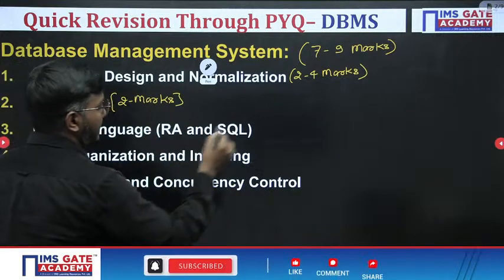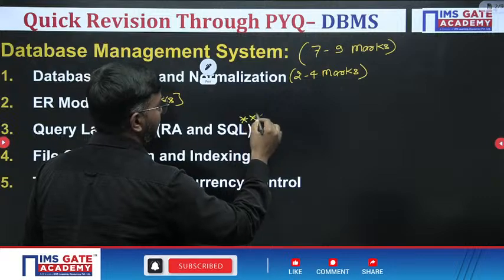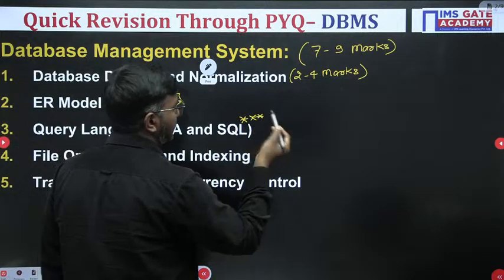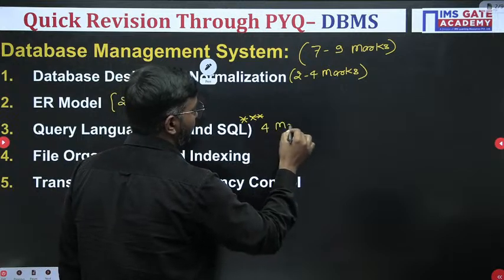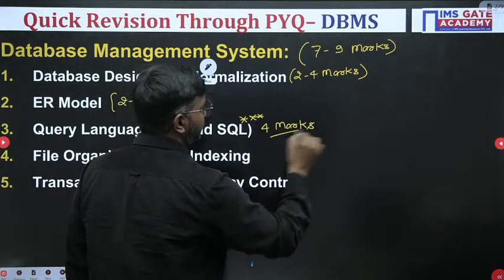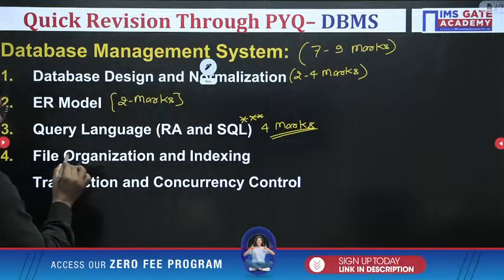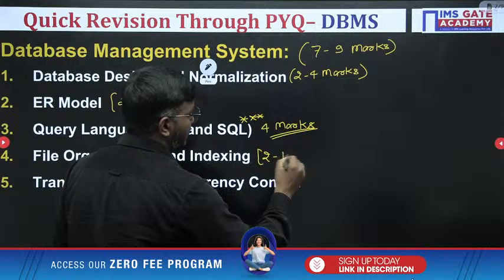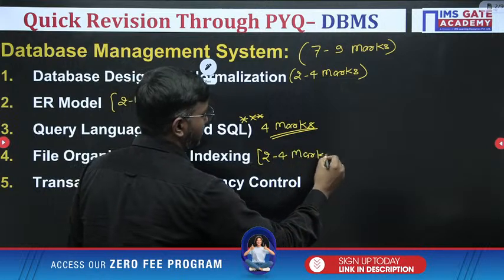Now this third chapter is very important. Definitely you can get 2 questions from this chapter, around 4 marks. And the next is file organization and indexing. You can expect the same, 2 to 4 marks from this chapter.